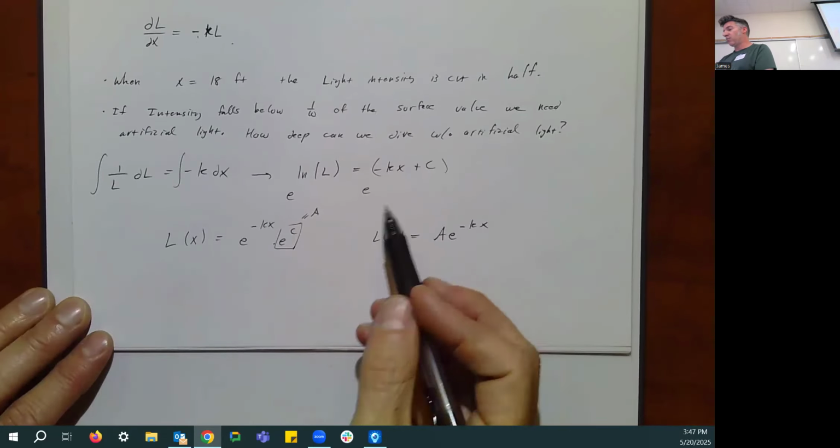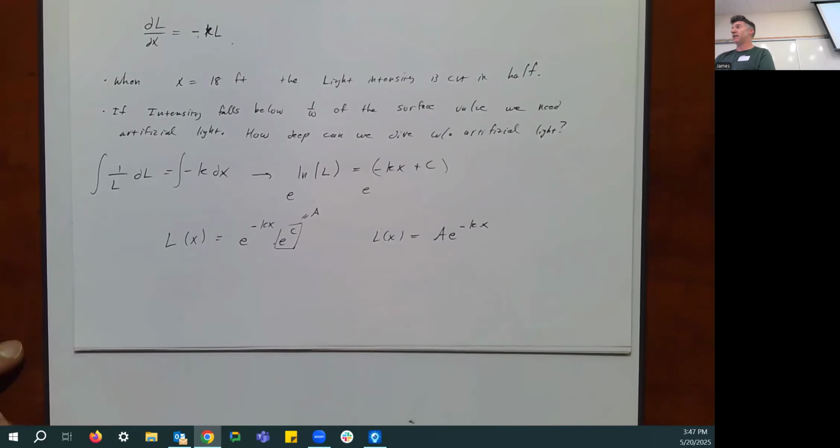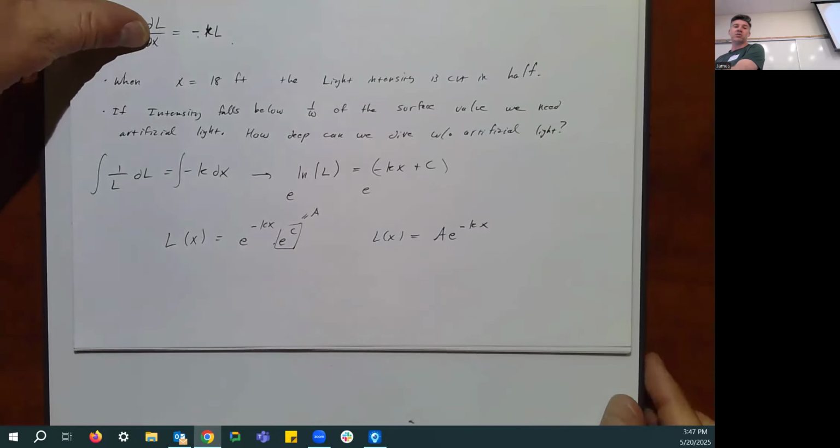All right, so this is our model for the light intensity at depth x. There is an extra challenge with this problem in that they didn't tell us the light intensity anywhere. Right? We have no actual values. We just know that if we go to a depth of 18, it's going to cut the initial amount in half. So there's a couple different ways you could deal with this.